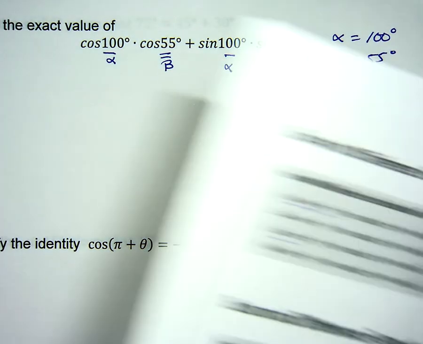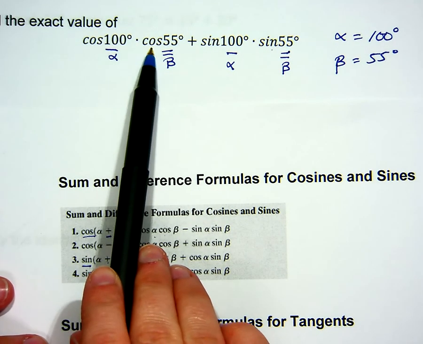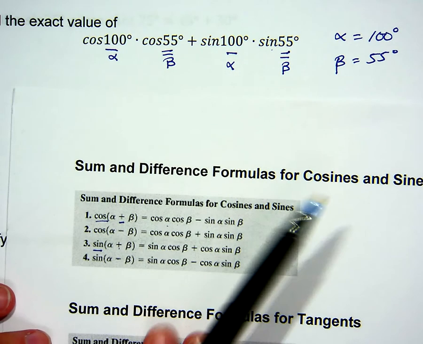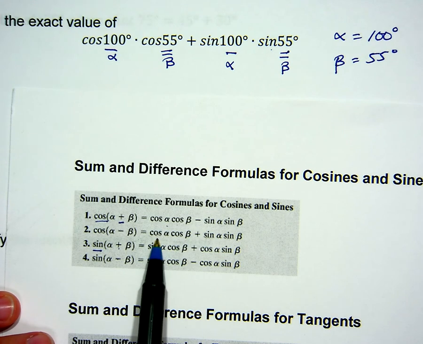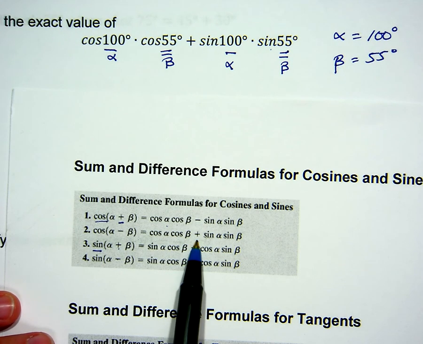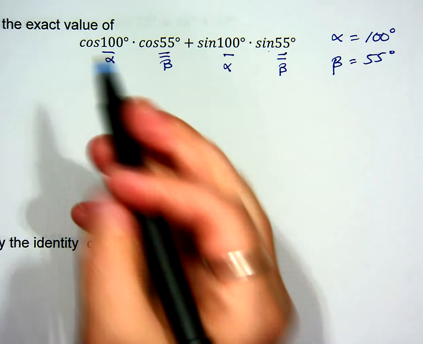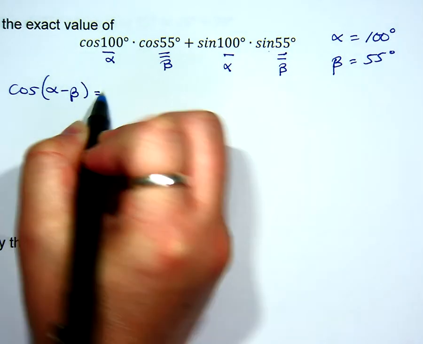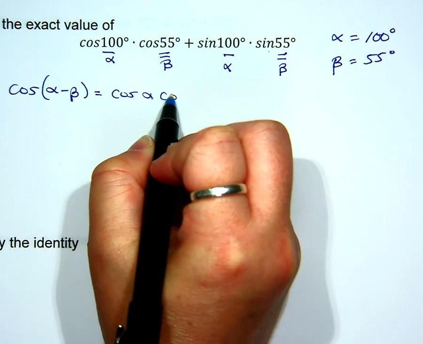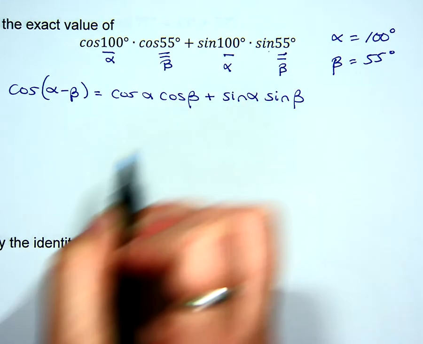So what I want to do is go back and look at my equations. I need cosine times cosine plus sine times sine. Cosine times cosine, nope, I need a plus. Cosine times cosine, oh, there it is, plus sine times sine. That would be the cosine of alpha minus beta. Cosine of alpha minus beta is cosine alpha cosine beta plus sine alpha sine beta.